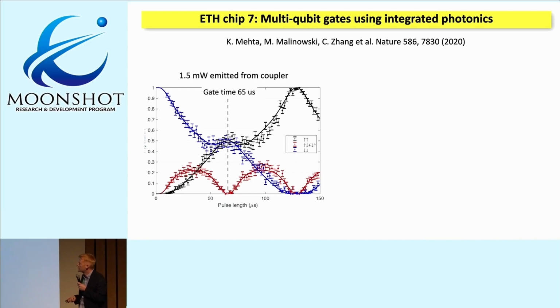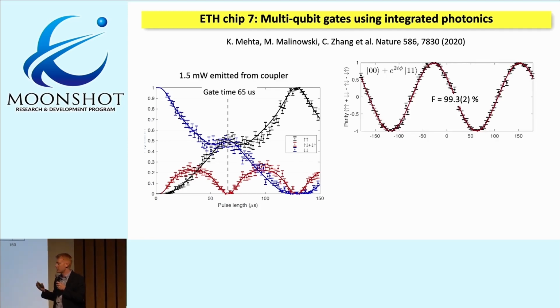We worked with about 1 milliwatt emitted from the coupler. We got gate times around 65 microseconds, and I'm not going to explain this whole pattern, but you can see that the contrast of this pattern is pretty high. And if we look at an interference fringe from this entangled state, we got fidelities back then of around 99.3%.